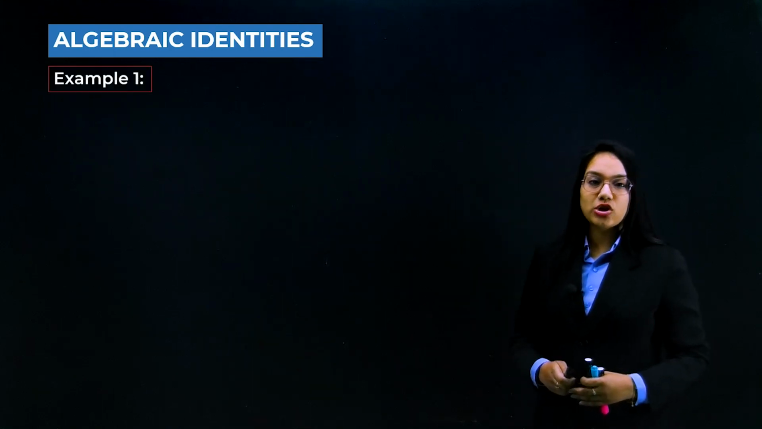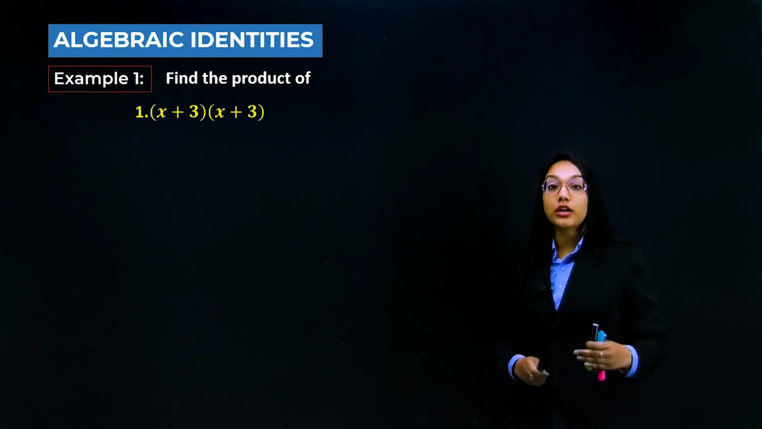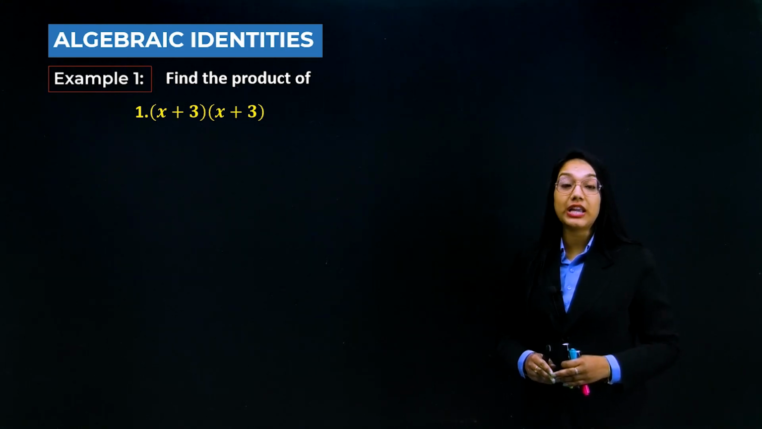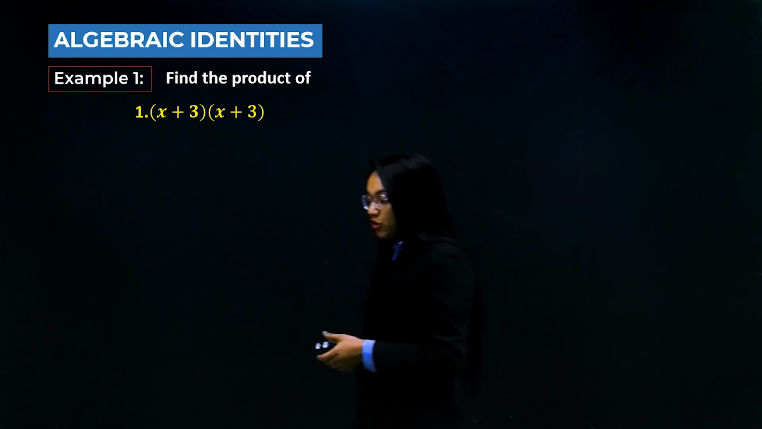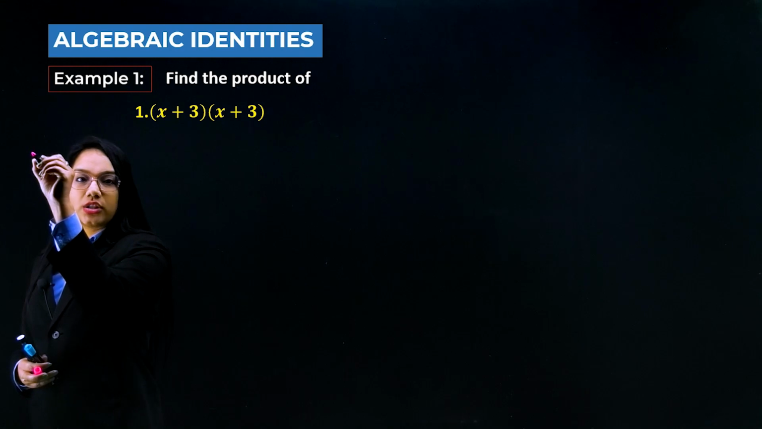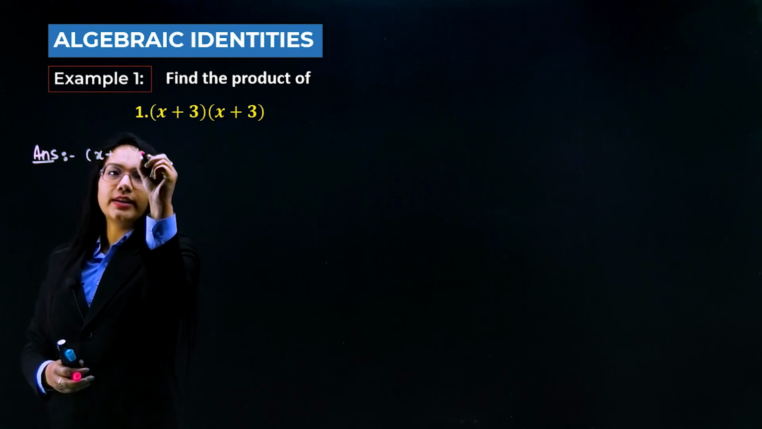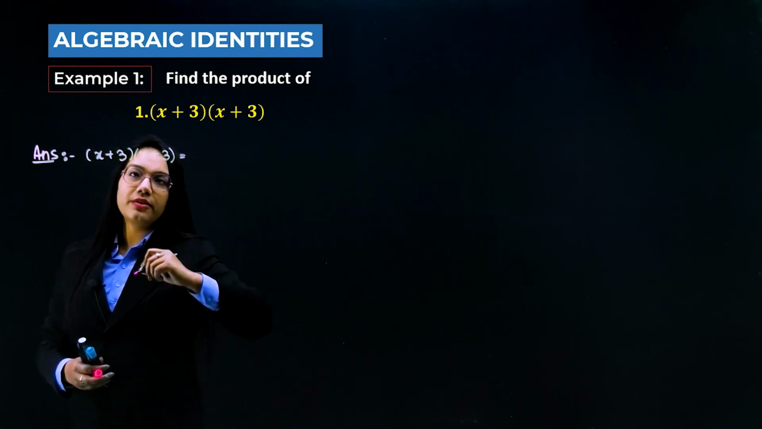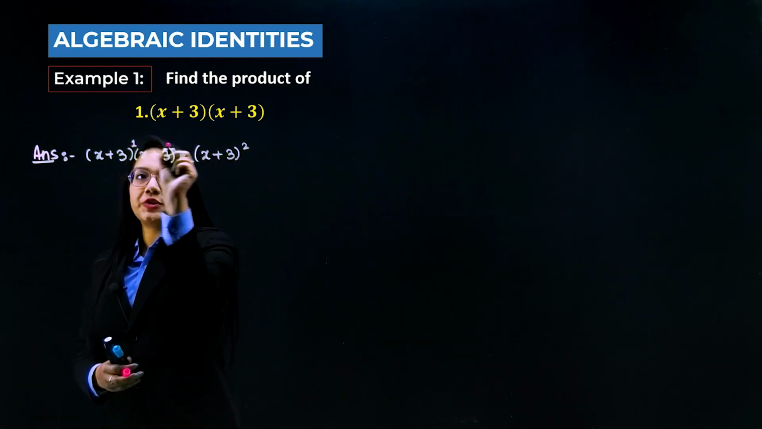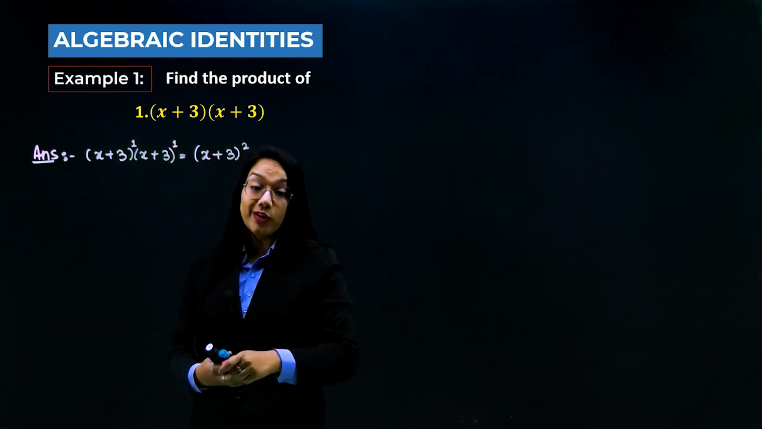Let us take the very first example. Example number 1 says find the product of the expressions (x plus 3) and (x plus 3). So let's sort it out. First of all, we have to find the product of x plus 3 and x plus 3. So we can write it as (x plus 3) into (x plus 3), which is nothing but (x plus 3) whole square, because each has power 1. If the base is the same, the powers add up. So we have (x plus 3) whole square.